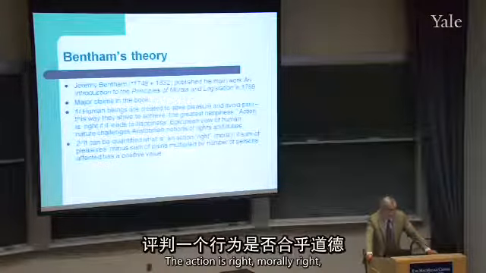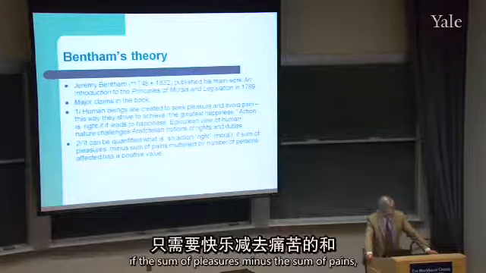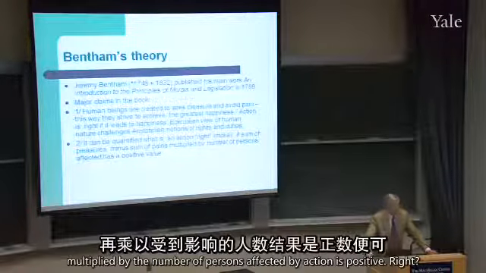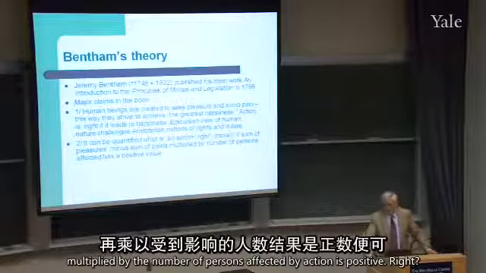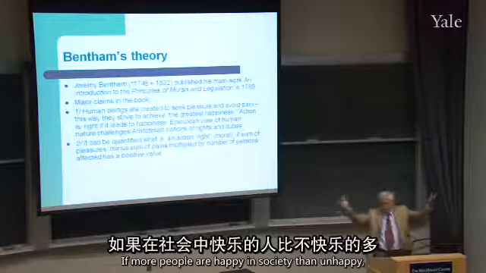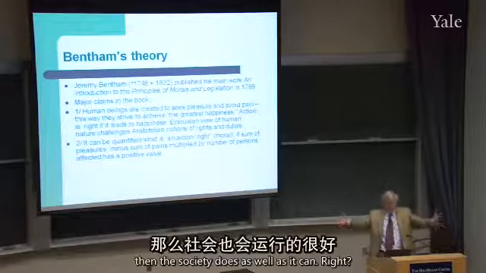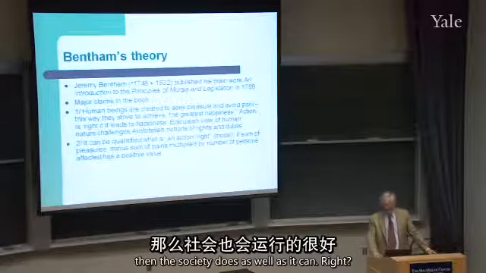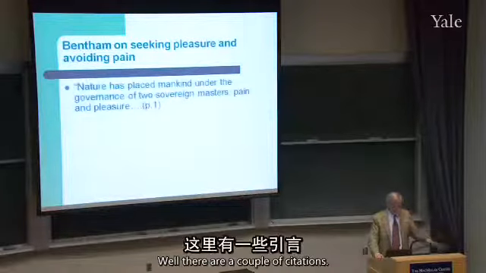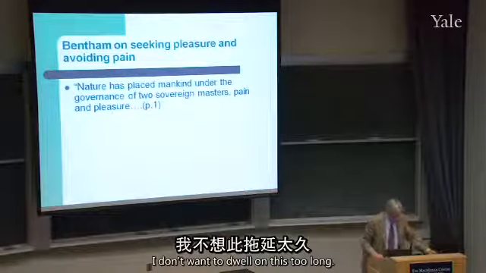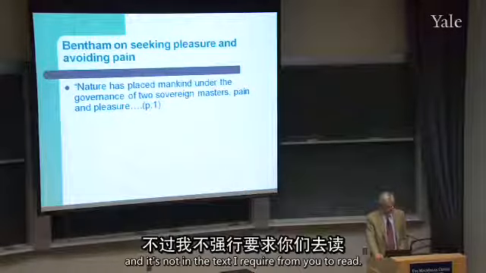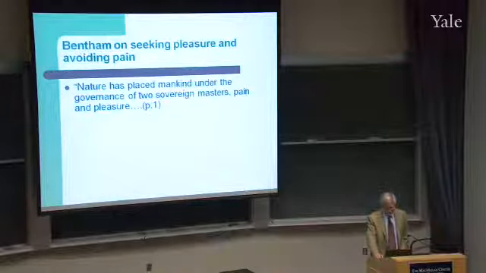The action is right, morally right, if the sum of pleasures minus the sum of pains multiplied by the number of persons affected by the action is positive, right? Sounds reasonable, right? If more people are happy in society than unhappy, then the society does as well as it can. That's really the argument. Well, there are a couple of citations. I don't want to dwell on this too long. I will put it on the web, and it's not in the text I require you to read.